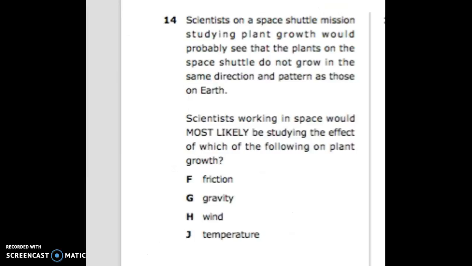Scientists on a space shuttle mission studying plant growth would probably see that the plants on the space shuttle do not grow in the same direction and pattern as those on Earth. Scientists working in space would most likely be studying the effect of which of the following on plant growth? F, friction. G, gravity. H, wind. J, temperature.